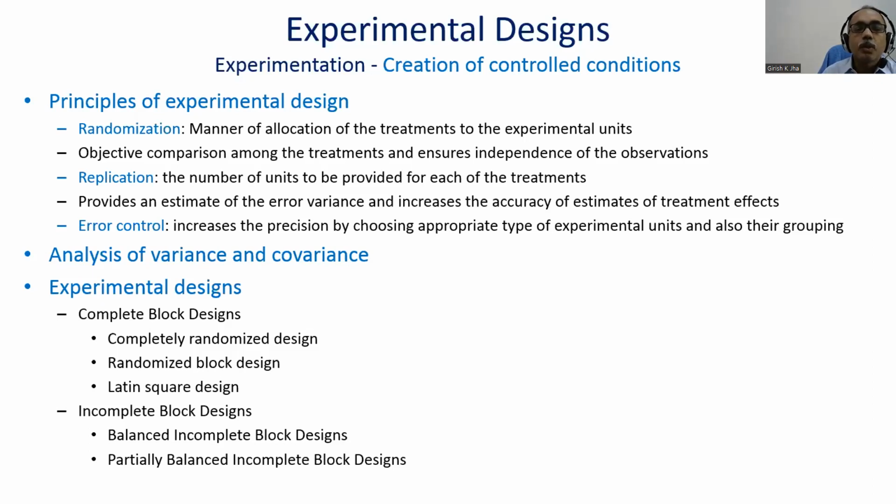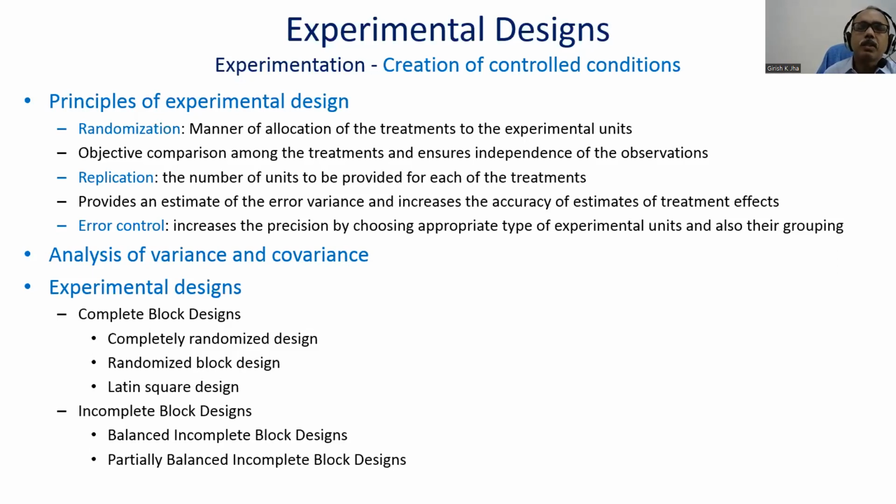Then you want to replicate it. Replication means the number of times an experimental treatment is done on a unit. Like in any exam, if it is done twice or thrice, it is only to have an average, so that it will provide an estimate of the error variance. Because one time one can go wrong, the second time too. So you try to take replicated data.